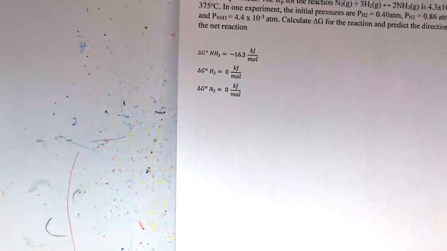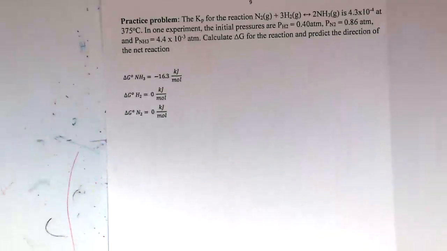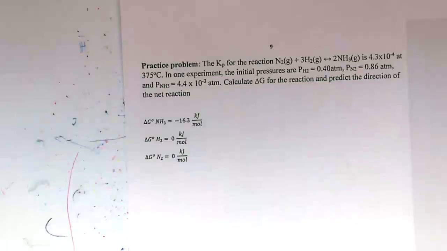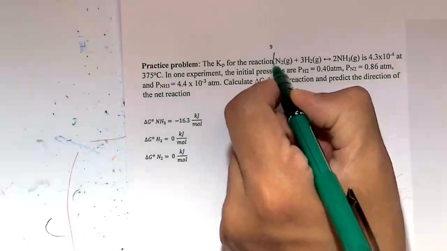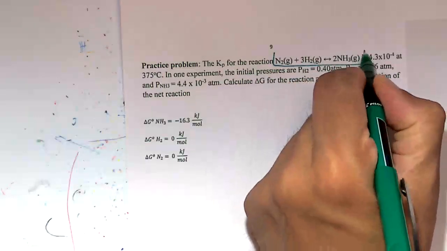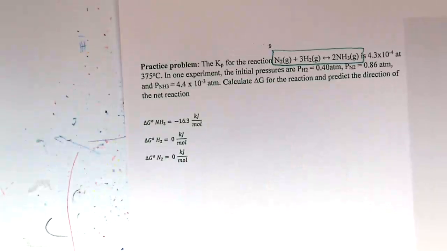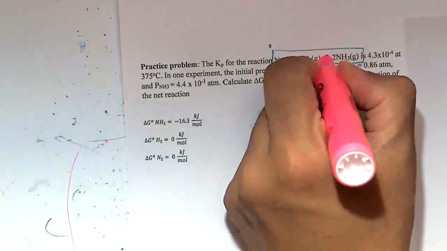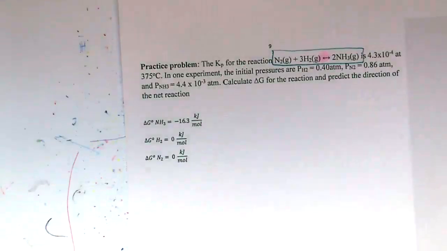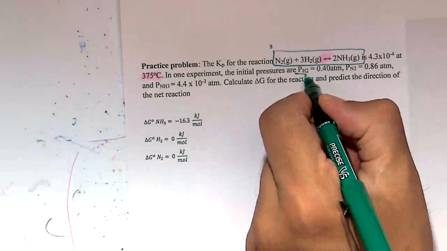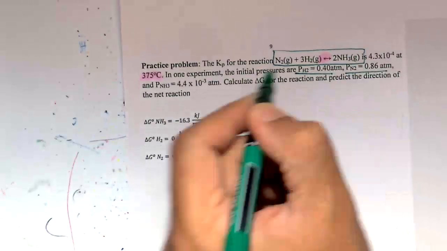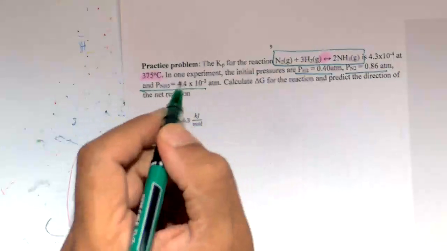Our last problem of this chapter, before we go to one more, is this one here. The Kp of this reaction, N2 gas plus 3H2 gas goes to 2NH3, is 4.3 times 10 to the minus 4 at 375 degrees C. In one experiment, the initial pressures are these. So this is non-standard state.